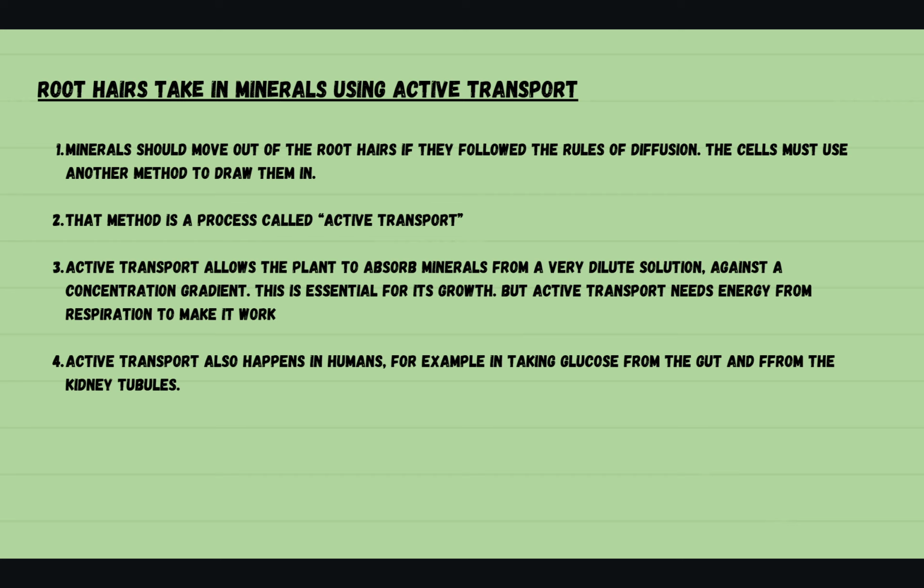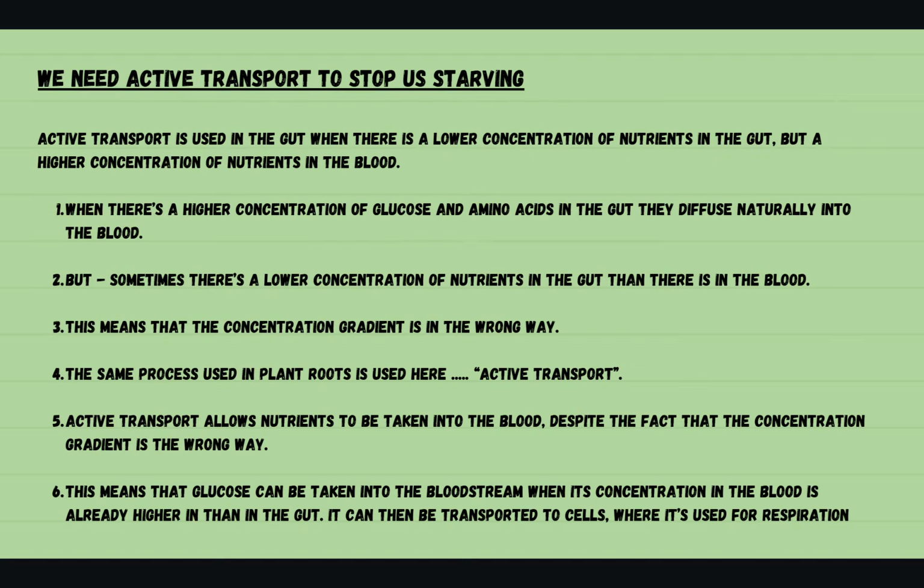Active transport also happens in humans, for example in taking glucose from the gut and from the kidney tubules. We need active transport to stop us starving. So active transport is used in the gut when there is a lower concentration of nutrients in the gut, but a high concentration of nutrients in the blood.